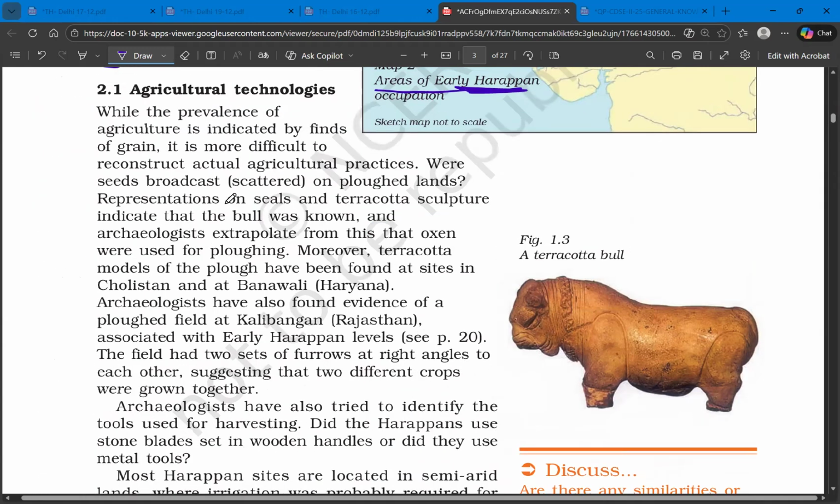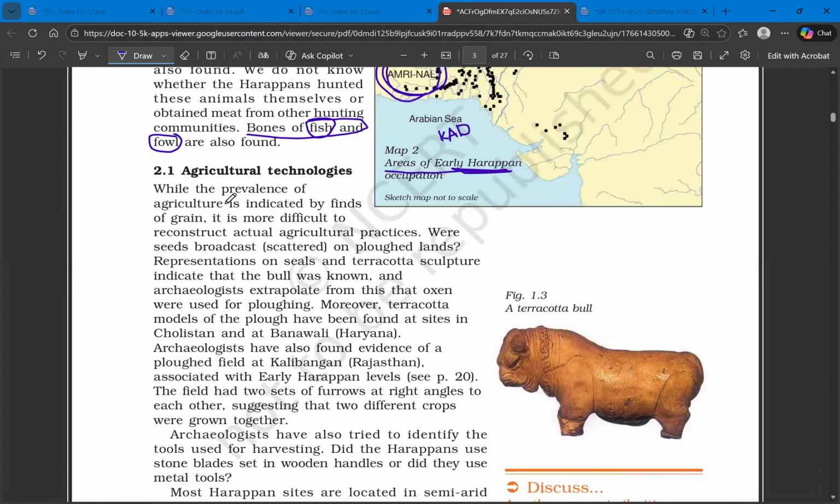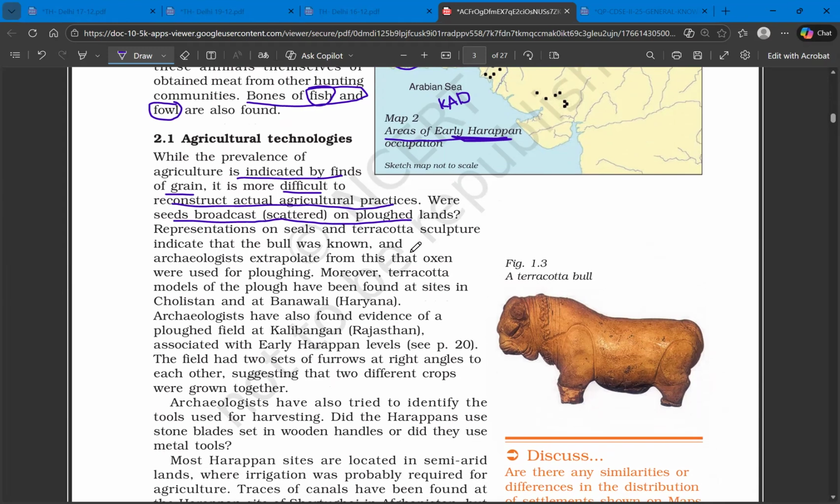The next one is agricultural technologies. While the prevalence of agriculture is indicated by finds of grain, it is difficult to construct actual agricultural practices. How seeds were broadcast on plowed fields, we do not know.